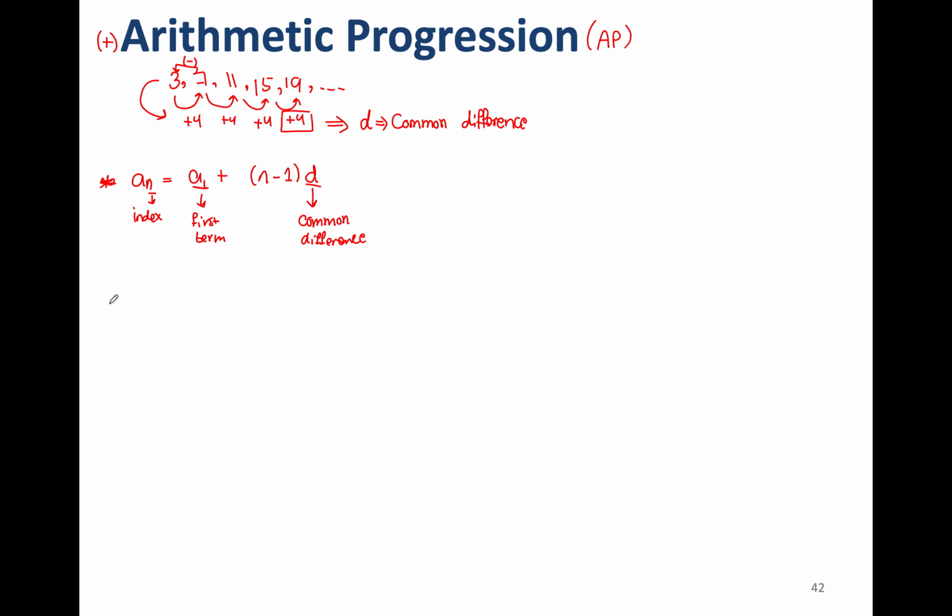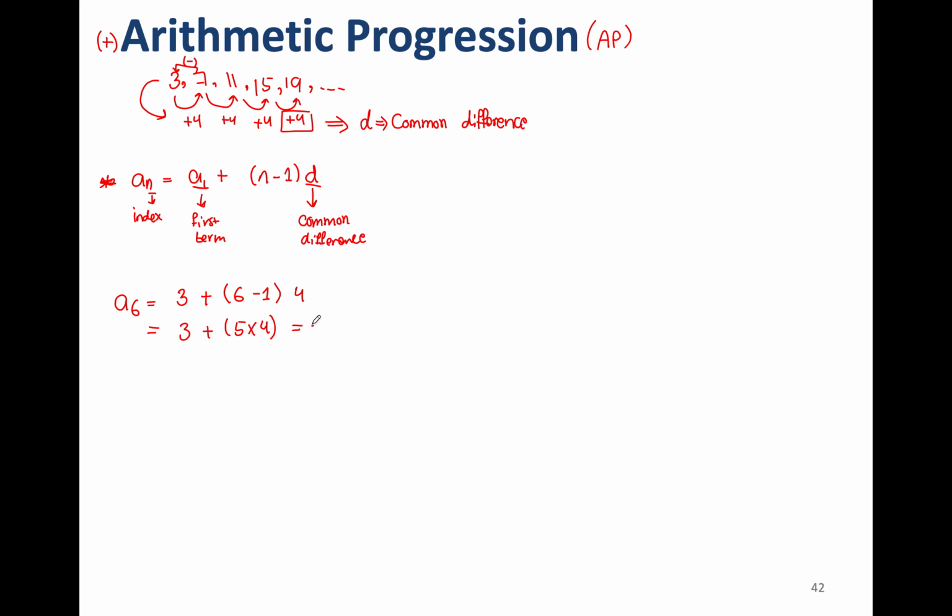Let's suppose I'm looking for a_6, which is the sixth term of this sequence. I can easily add 4 to the 19. However, if I don't have all these and I need to find a_6 and I have a_1, then I can use this rule here. So a_6 equal to a_1, the first term, which is 3, plus 6 minus 1 times d, which is 4. So here 3 plus 5 times 4, which is 20, plus 3, 23. So the sixth term in our sequence equals 23.